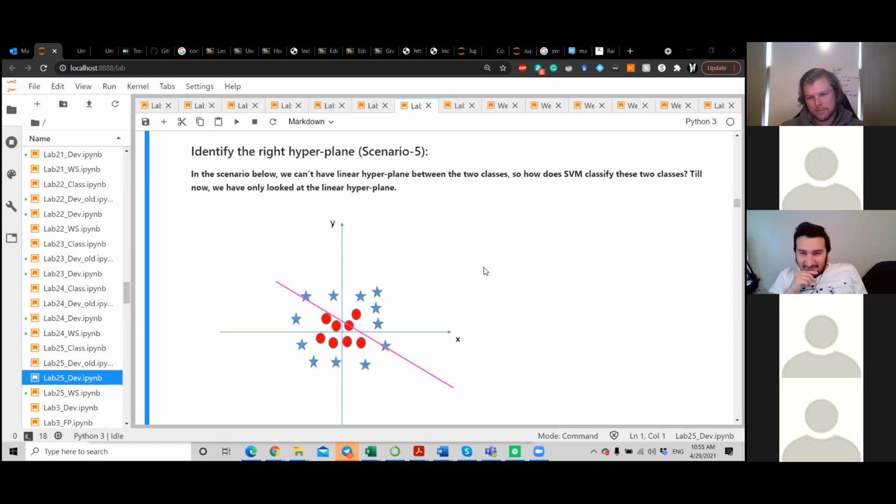So the only way for this to have a hyperplane is for the image to be 3D with the stars in the back. Brandon, explain more.